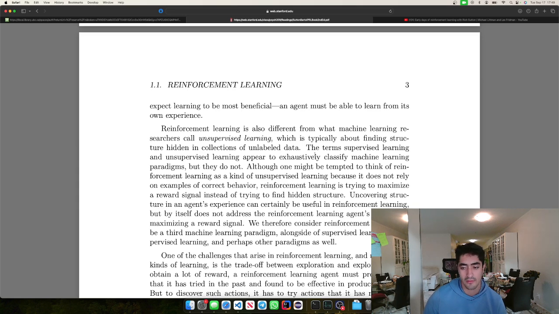Uncovering structure in an agent's experience can certainly be useful in reinforcement learning, but by itself does not address the reinforcement learning agent's problem of maximizing a reward signal.